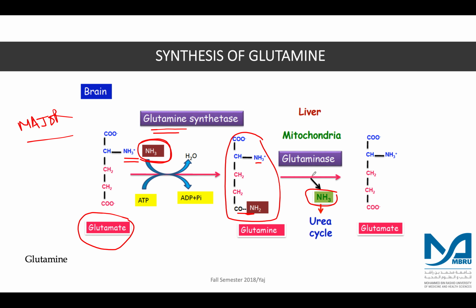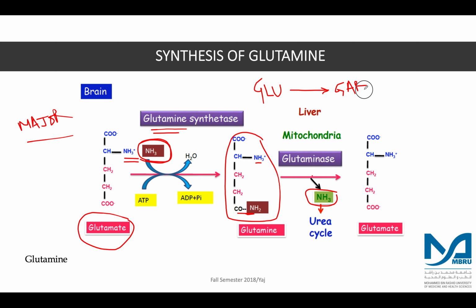There is a minor route, and the reason I am mentioning this is because sometimes questions are asked. Amino acids may be converted to glutamate. So we have glutamate, and this glutamate is then converted to a neurotransmitter, which is gamma amino butyrate, or known as GABA.